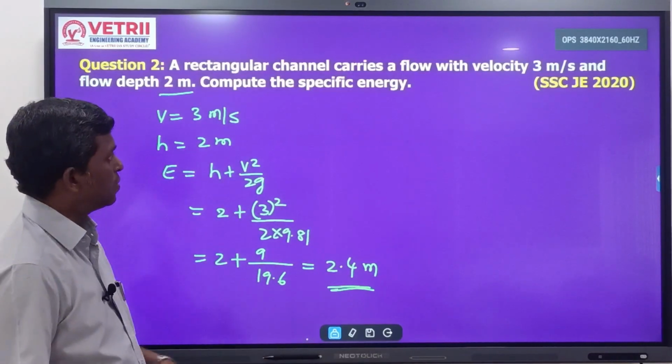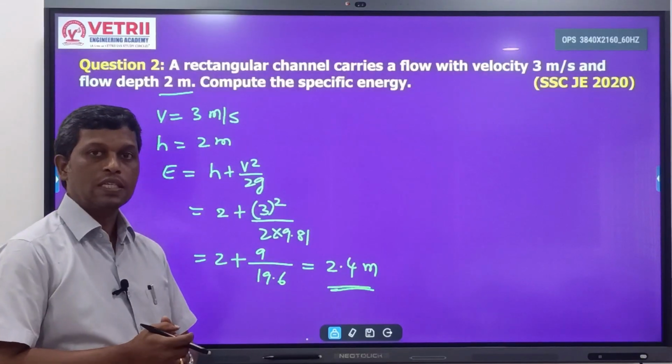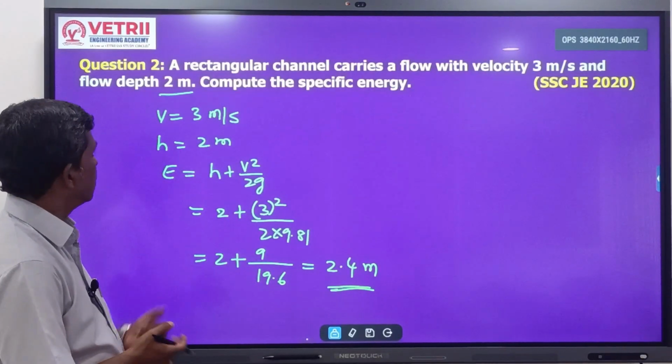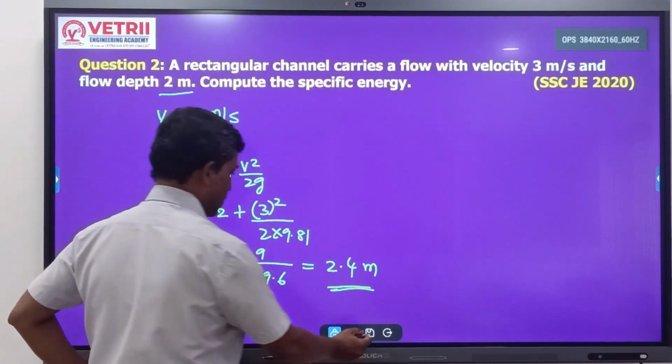Yes, the given data, direct formula, if we are able to recollect, remember. So very simple, and we are able to solve this, right? Velocity given, depth given, simply we can calculate this specific energy, right? Okay.